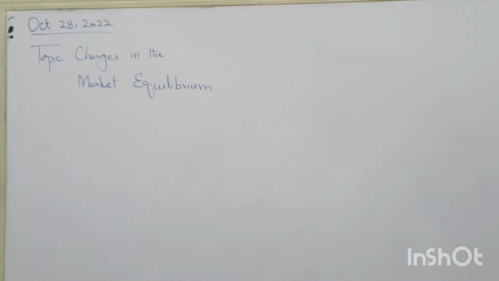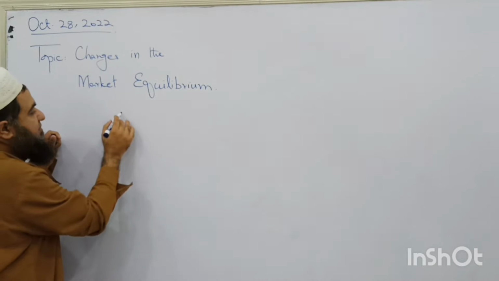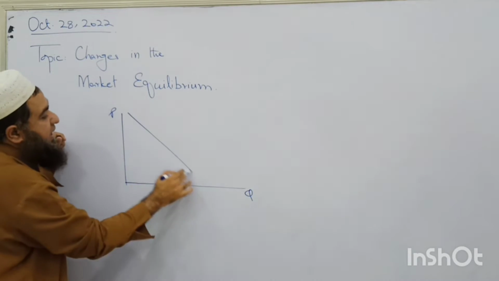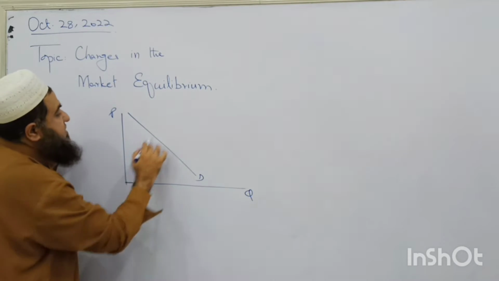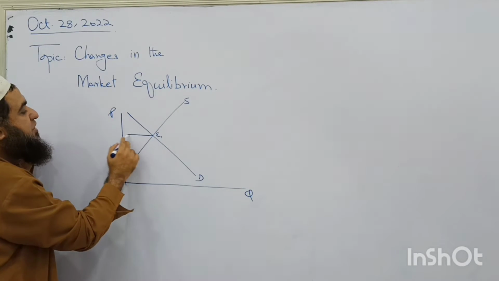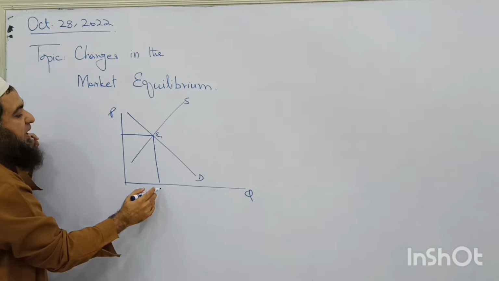How can we shift the supply curve either right or left? Can you tell me? This is the demand curve, this is the supply curve, and this is the equilibrium point before the change in supply factors.